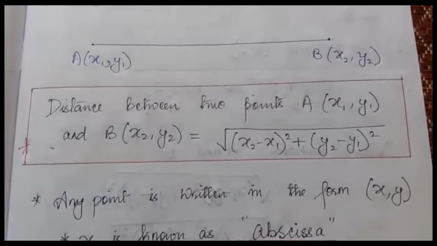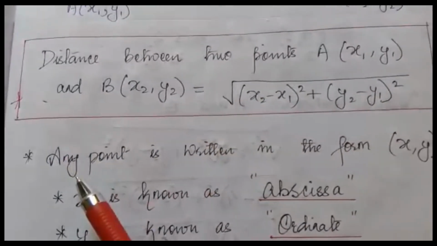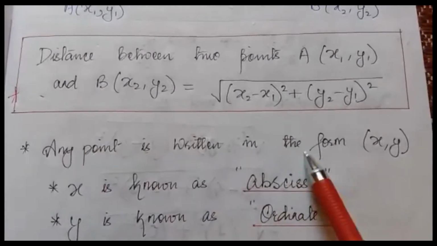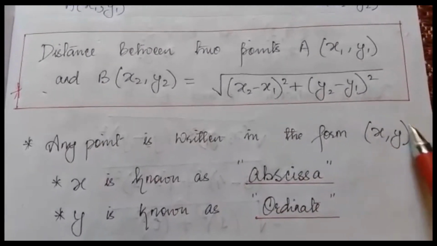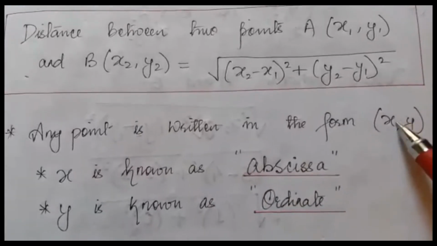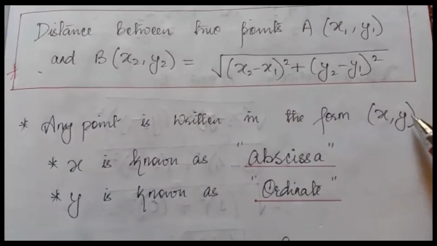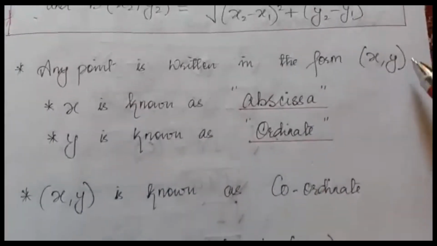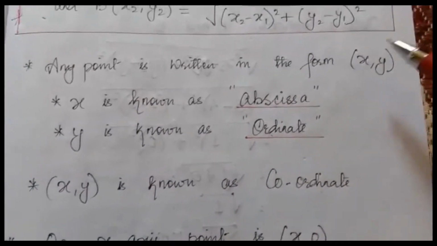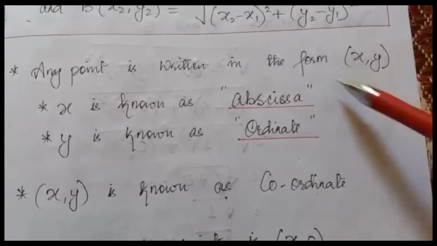solve the questions. So some notes are there, some points. Any point is written in the form xy. Then x is known as abscissa. This x is called abscissa and this y is called ordinate. So when you combine this x and y, we call it coordinate. So abscissa, ordinate, total is coordinate.